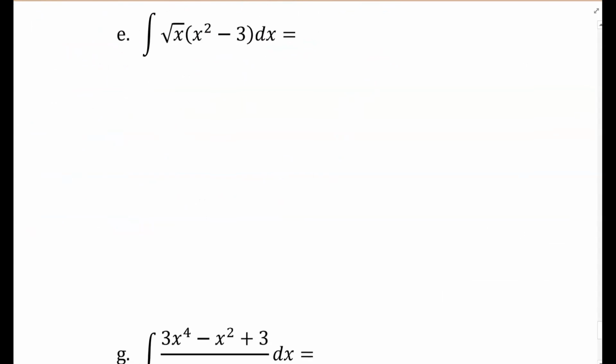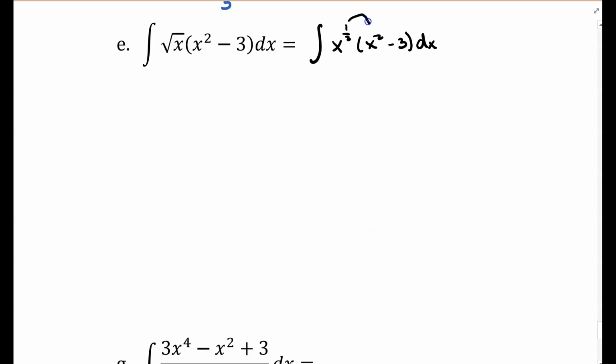All right, here's E. The integral of the square root of x times x squared minus 3 dx. Okay, so again, we're going to simplify this. And again, with the radicals, really, I want this to be x to the power of 1/2. So I have x to the power 1/2 times x squared minus 3 dx. And what I'm going to do is I'm just going to distribute this in.